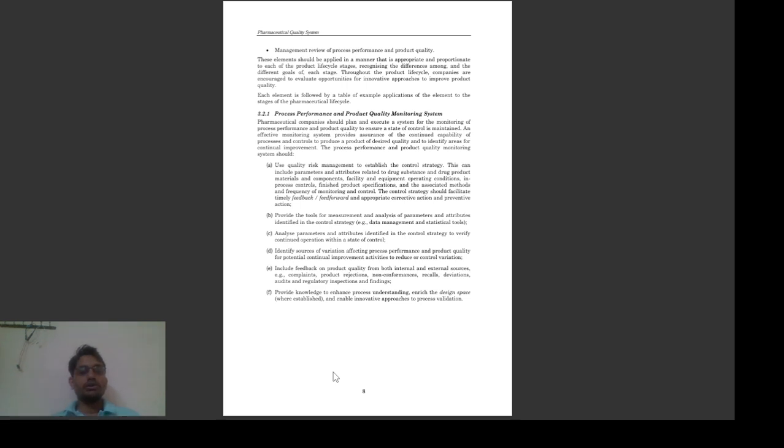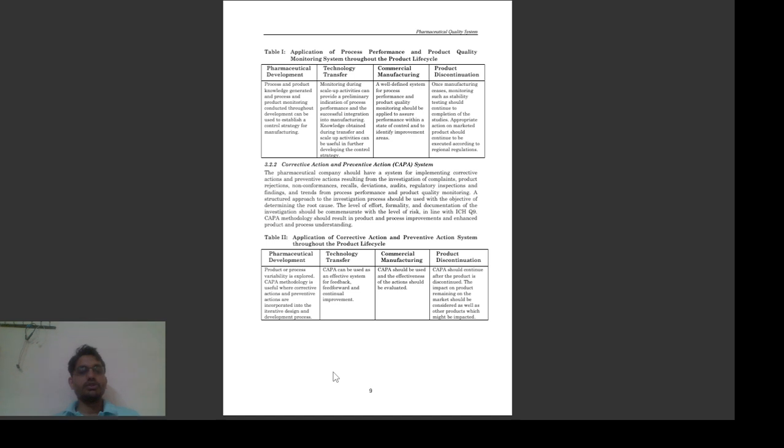Include feedback on product quality data from internal and external sources. That's complaints, product rejections, non-conformances, recalls, deviations, audits, regulatory inspections, and findings. Provide knowledge to enhance process understanding, and this enables the approaches to design and process validation, then application of process performance and product quality monitoring throughout the product life cycle.